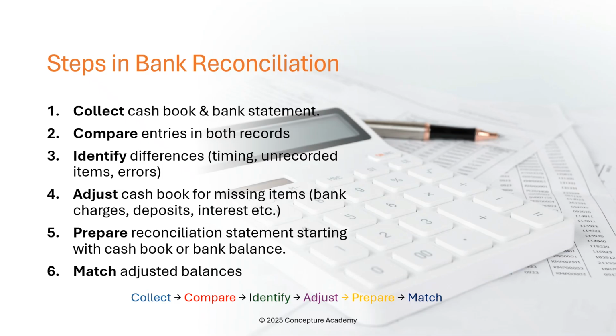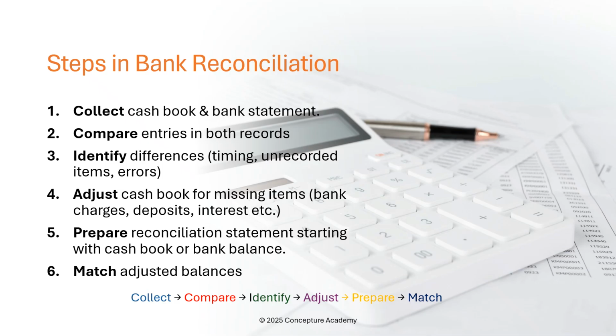Step 3 is about identifying differences. We look for mismatches, and these usually come from timing differences, unrecorded transactions, or errors, as I told you before. Step 4 is about adjusting the cash book. After that, we adjust the cash book for items we missed, such as bank charges, direct deposits, interest credited, or standing orders.